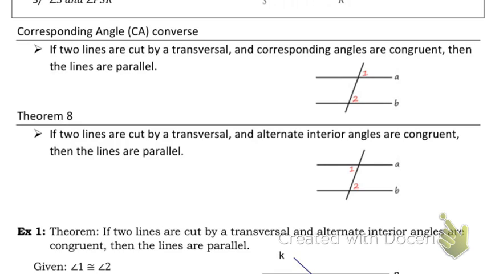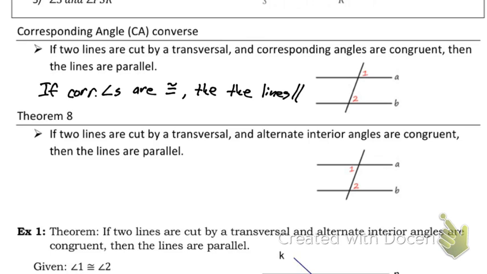So once again, our converse is going to be something like this. If corresponding angles are congruent, then the lines are parallel. So why is that important? You should probably have a note on there that says this one proves two lines are parallel. So that's what it means to be a converse.